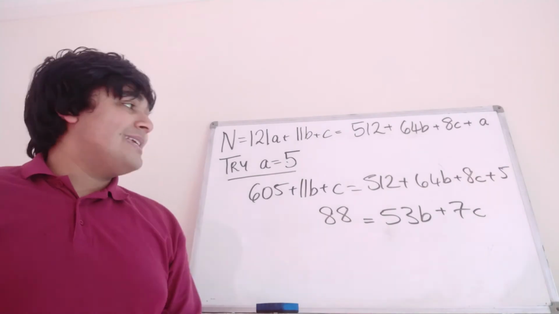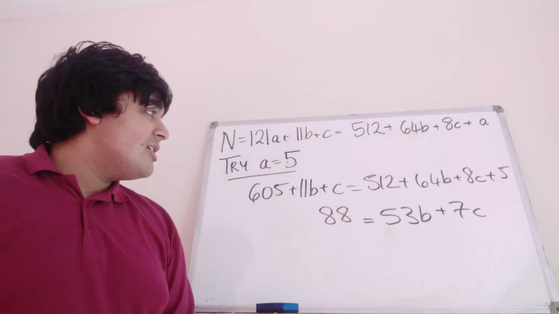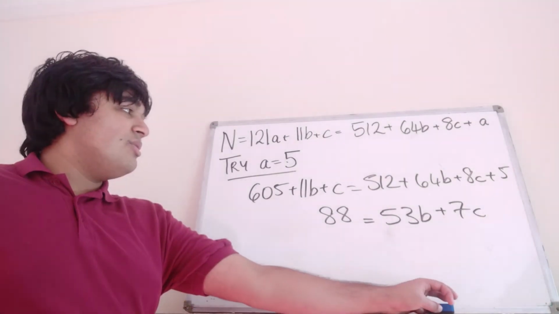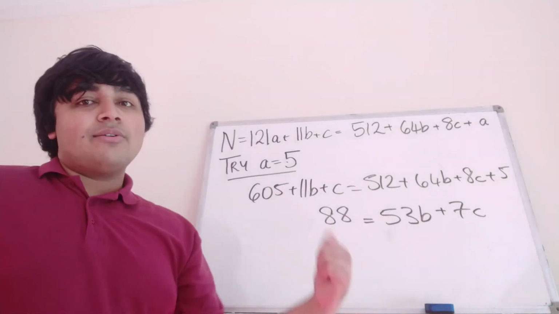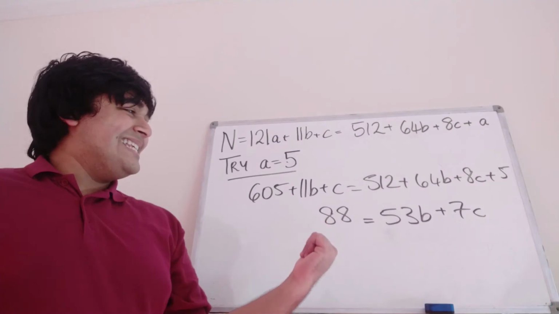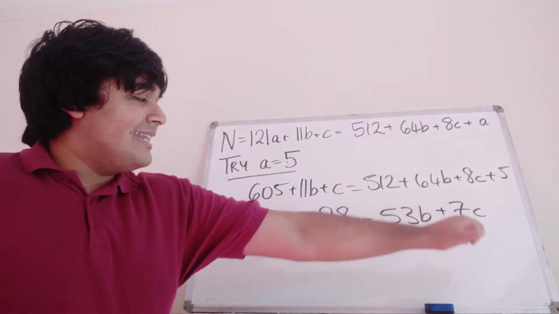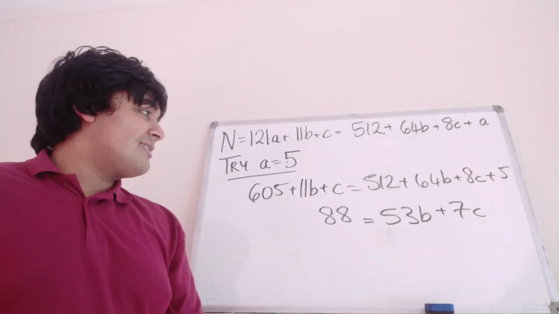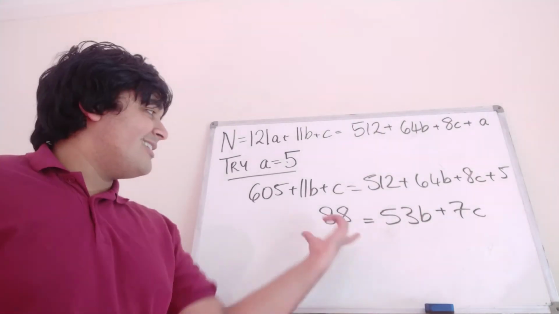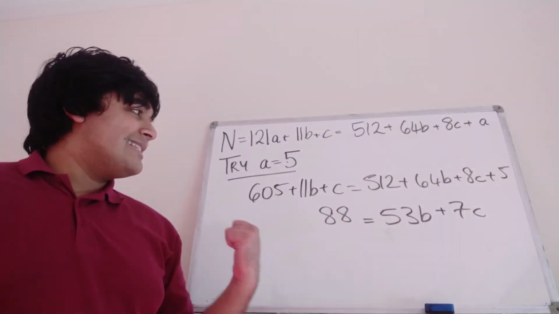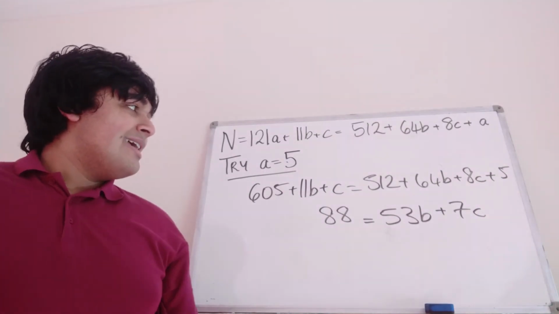And now remember, b and c are non-negative integers, so we just have to test some cases. And it's quite clear to see that there are only 2 cases, when b equals 0 and b equals 1, because if b is at least 2, then this guy here is going to be at least 106, and this guy here is obviously at least 0, so we have something that's at least 106 on the right hand side and something that's 88 on the left hand side, so there's no way they can be equal. So we only need to check the cases b equals 0 and b equals 1.